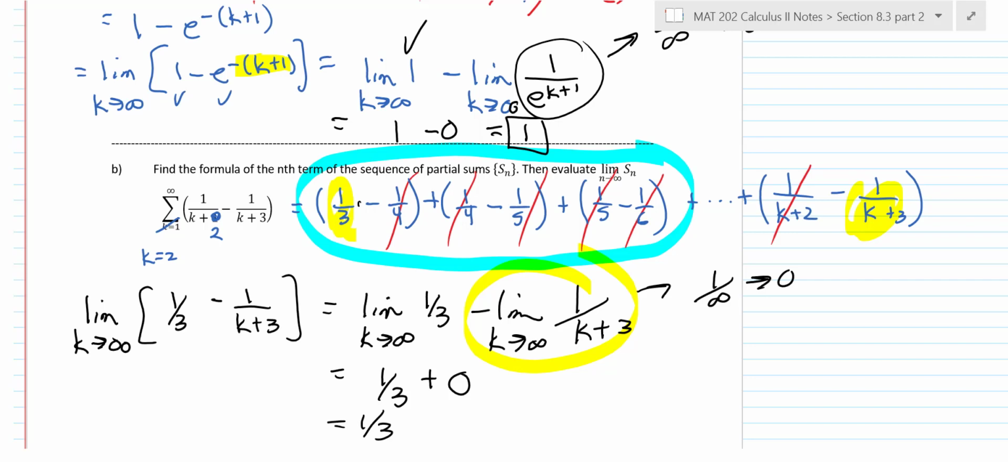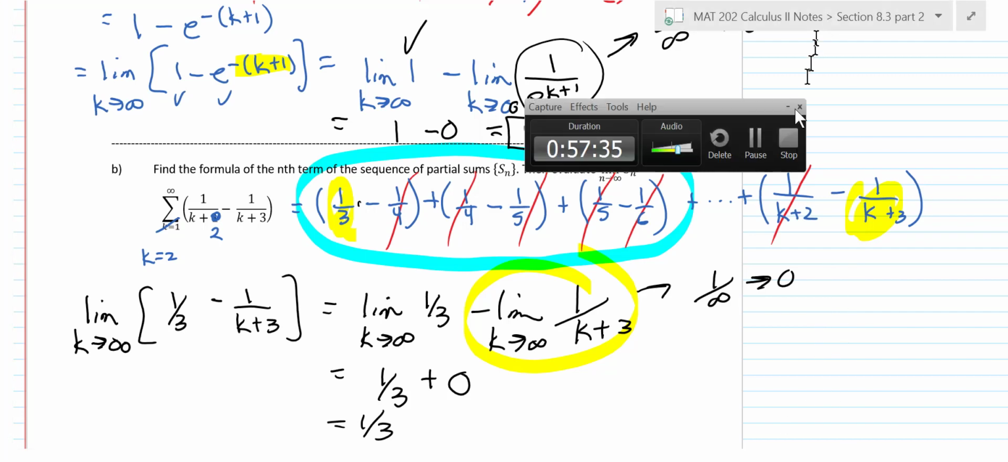People were investigating this stuff before calculus even existed. All right, let's go ahead and break here then.